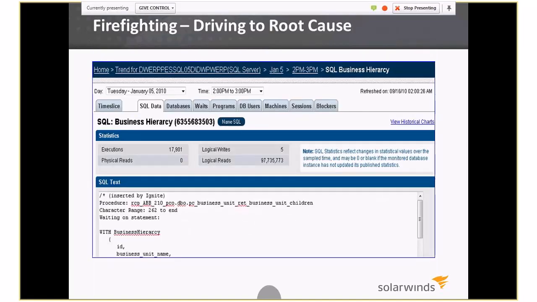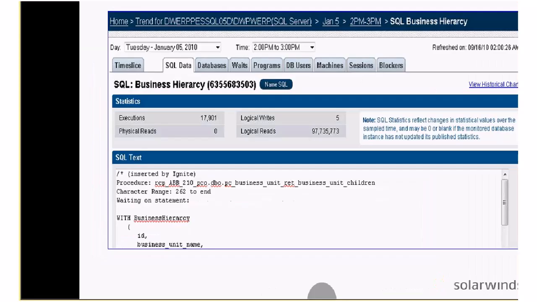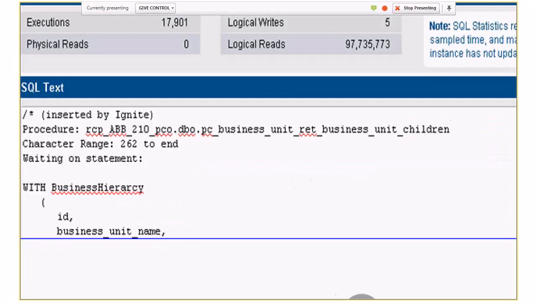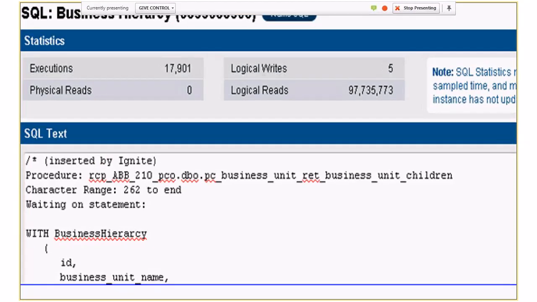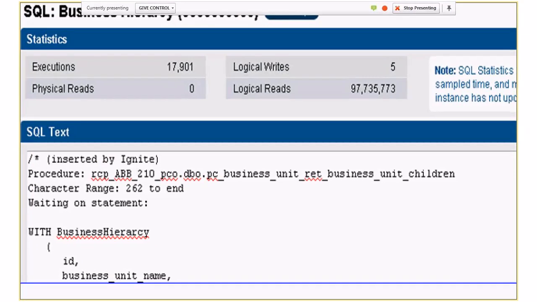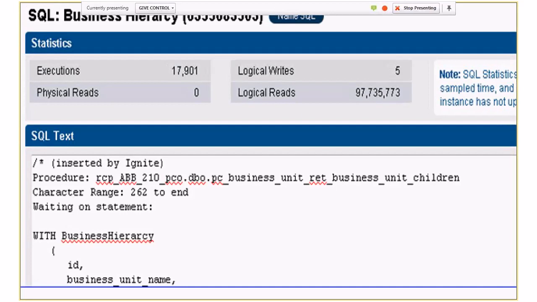We can further see what it did during that time frame. So we looked at the same time frame, and here we can see it actually executed 17,901 times, with almost 98 million logical reads. That's why it spent so much time on CPU.